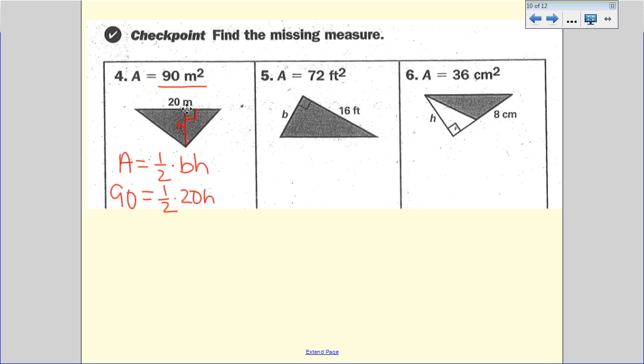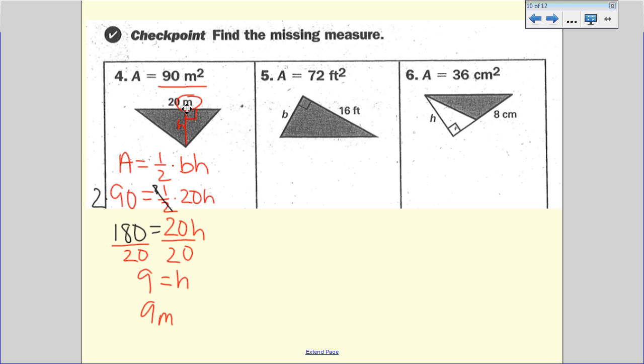Remember our first step, times by 2 to cancel out 1/2. 2 times 1/2 is just 1, so it cancels it out. 2 times 90 is 180. I have 20 times H here. We're going to divide by 20. And so I get, not 90, let me do some better math, 9 is equal to our height. And so because this is in meters, I have 9 meters for my final answer.